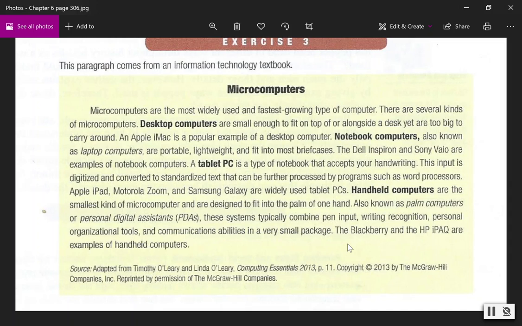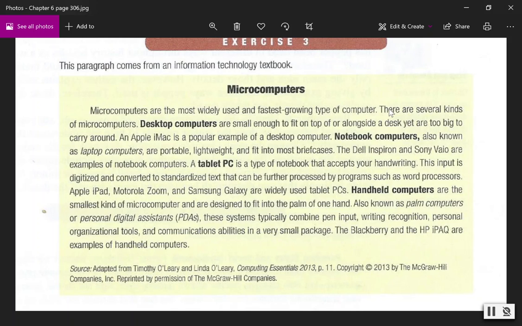Handheld computers are the smallest kind of microcomputer and are designed to fit into the palm of one hand. Also known as palm computers or personal digital assistants, PDAs, these systems typically combine pen input, writing recognition, personal organization tools, and communication abilities in a very small package. The BlackBerry and HP iPaq are examples of handheld computers.